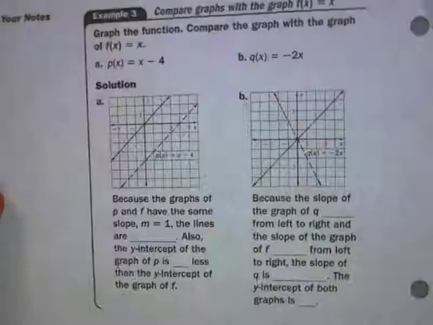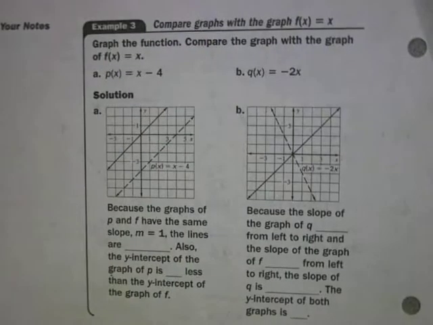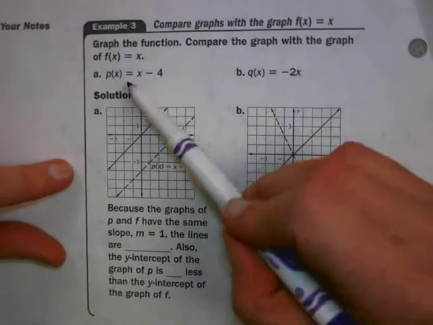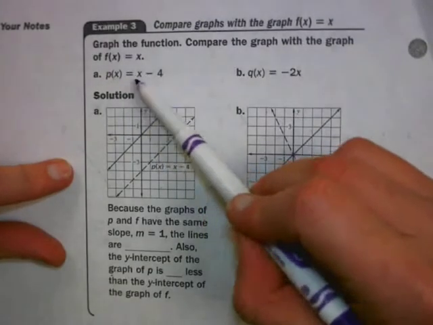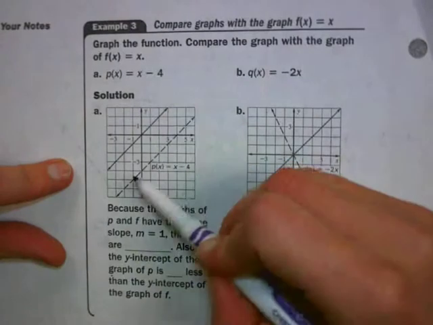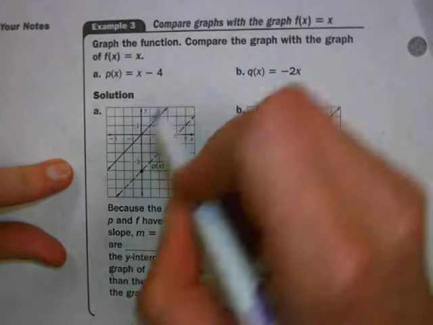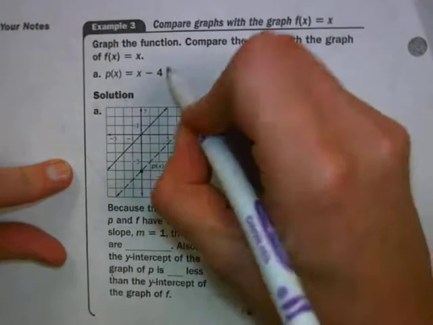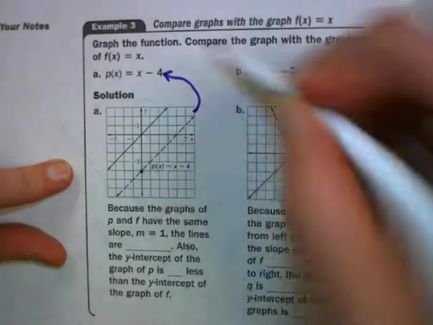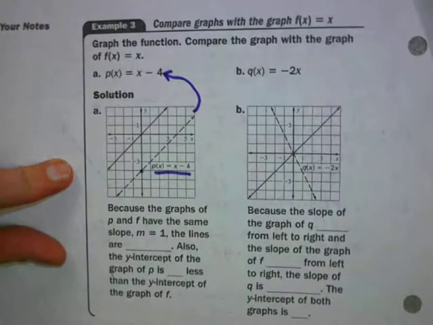All right, so our next page, example 3 here, it says to graph these functions and then compare them with f of x equals x. That's the parent function. So what we're going to do here is graph p of x equals x minus 4. So our y-intercept is at -4, and it goes up 1 over 1, up 1 over 1. So this dotted line right here is this graph. See how they wrote the equation next to it?